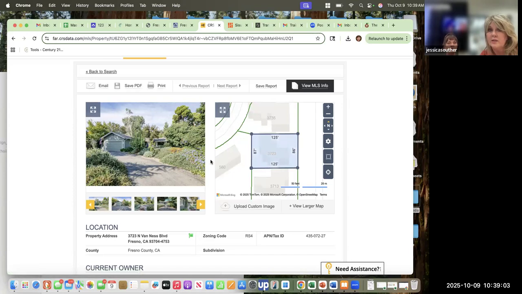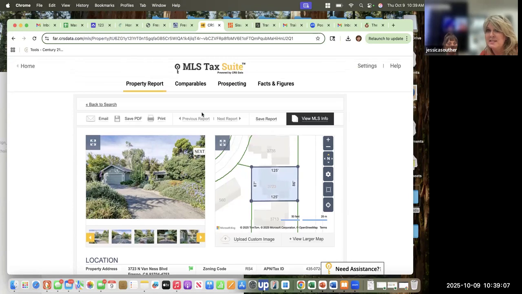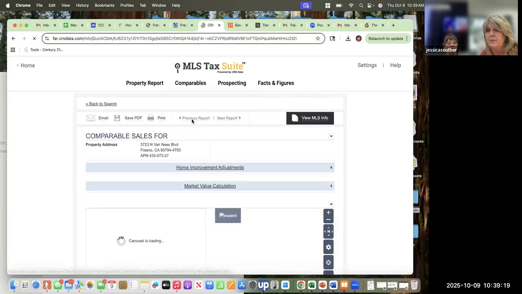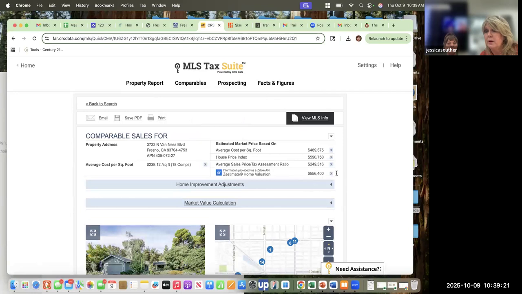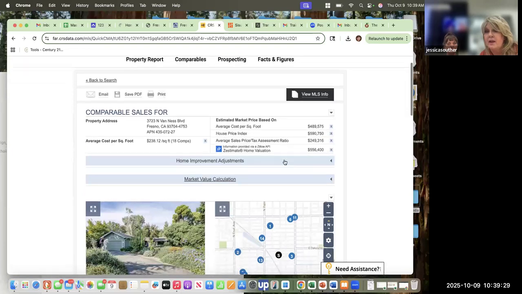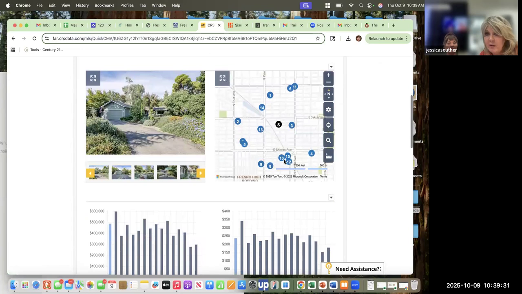And I always do this when I'm doing my CMAs or anything. When I go to a listing appointment, I find out what Zillow says the house is worth. So you're going to go to comparables, and then you're going to do a quick CMA. And when you do your quick CMA, it's going to come right up here what the Zestimate is. So this house is 556. And this is my favorite part.